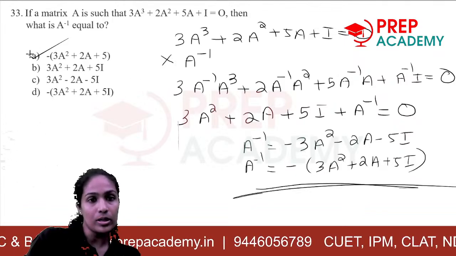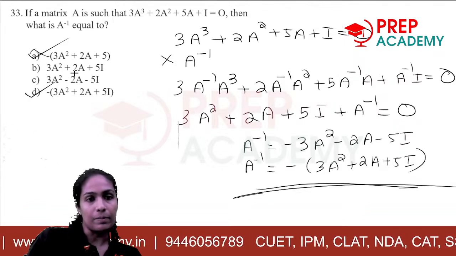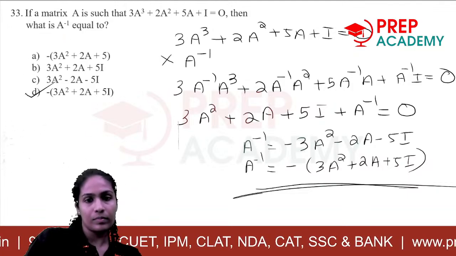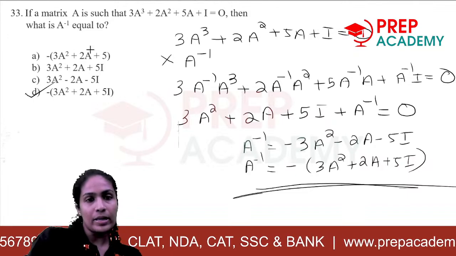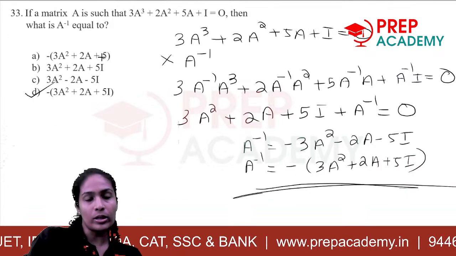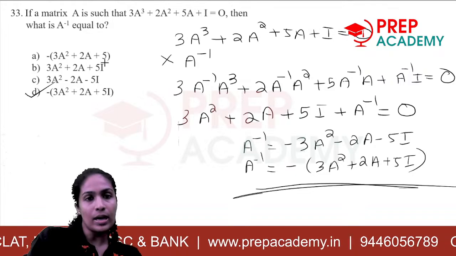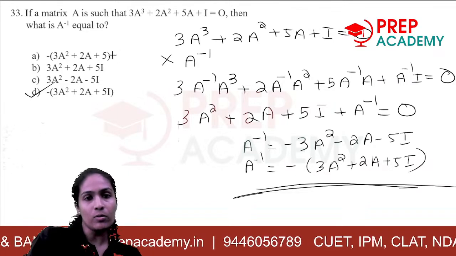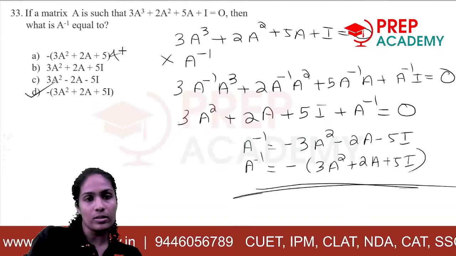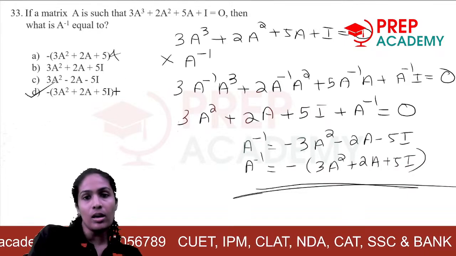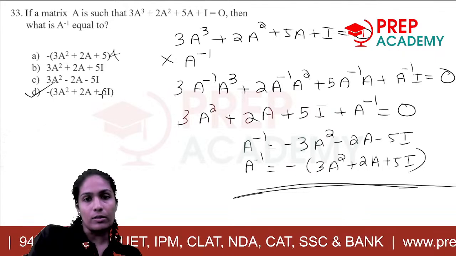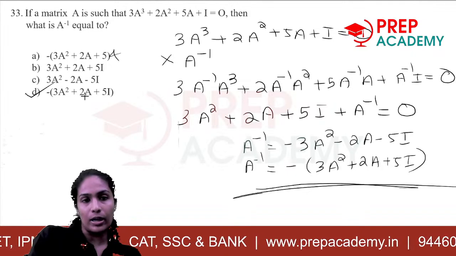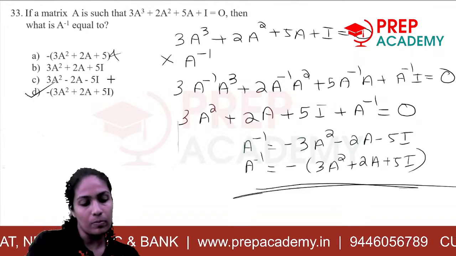Correct answer is option D. Option A is wrong because with 5 there is no other identity matrix. A inverse into A is the identity matrix, so writing 5I as 5 is wrong. So A is not the correct answer. Correct answer is option D, because A inverse into A is I. So 5 into A inverse and A gives 5I. It's not 5, just 5I. So minus of 3A square plus 2A plus 5I.